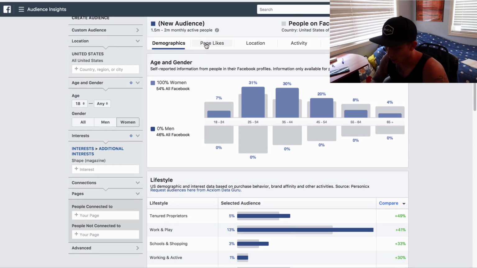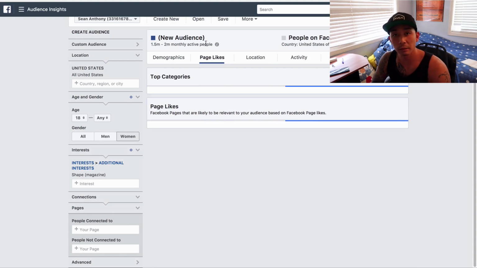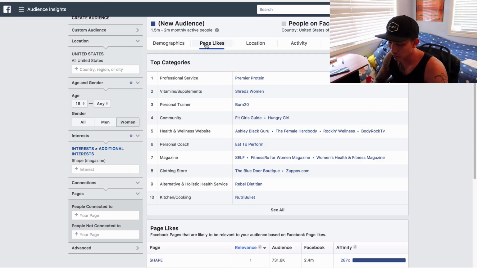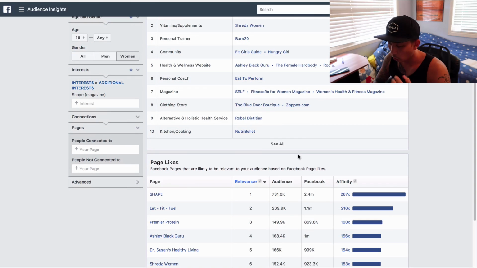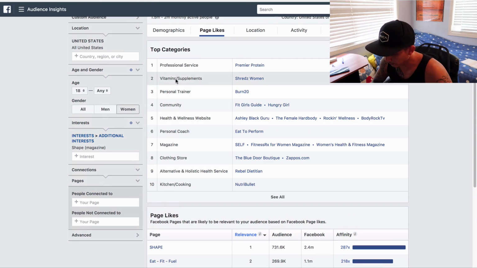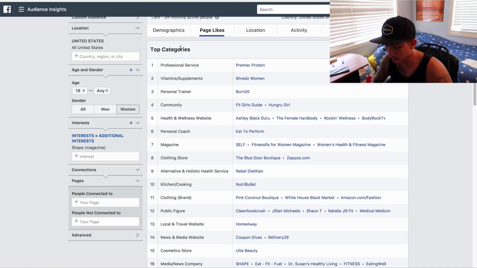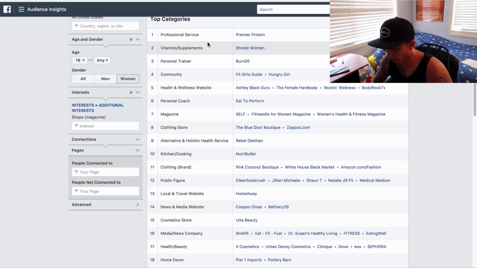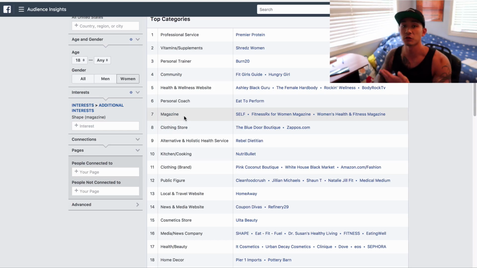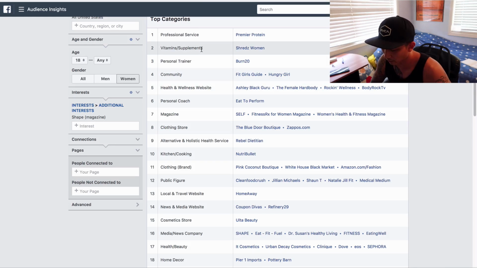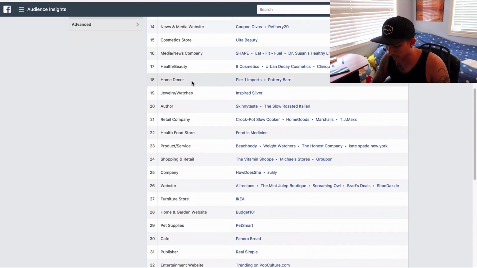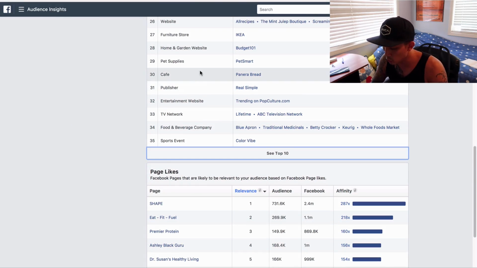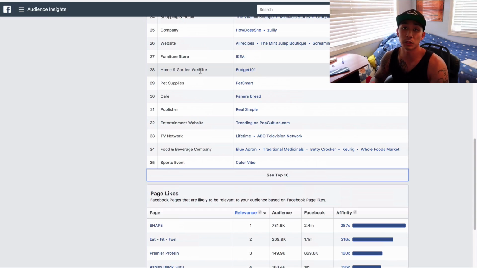Let's go to page likes now. Now what is page likes? You can see in page likes all the similar pages that whoever likes Shape Magazine here, they also like these pages, okay? So what do I do here? So first thing, you can see top categories, and this is amazing because you can see all these different categories of interest that Facebook categorizes for you, so they can show you like a vitamin supplement brand, women's personal trainers, communities, health and wellness websites, magazines, yada yada yada, okay? Like you have all these different categories that you can use for your targeting or segment your audiences by, right?